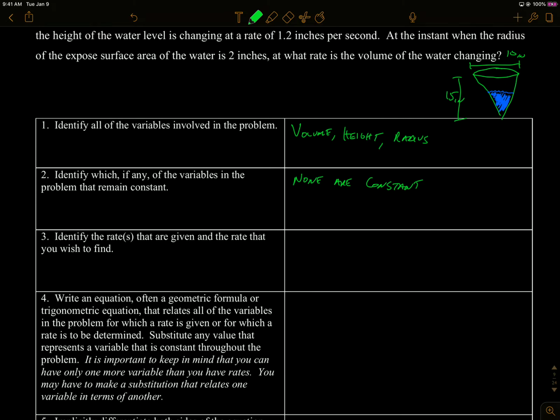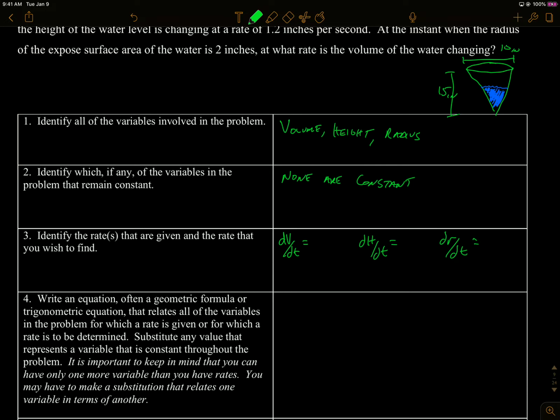Okay, so now we want to talk about what the rates are going to be. So all of those variables are going to change to rates with respect to time. They tell us the rate of change of the height is 1.2 inches per second. They're asking us to find the rate of change of the volume. And remember, that's going to be in inches cubed per second.